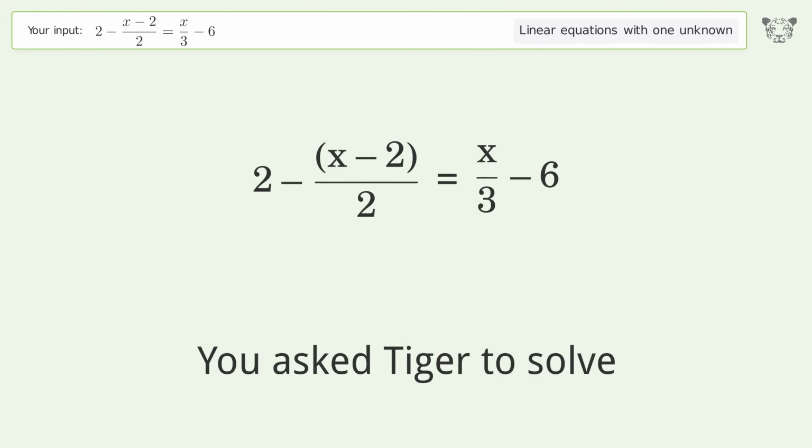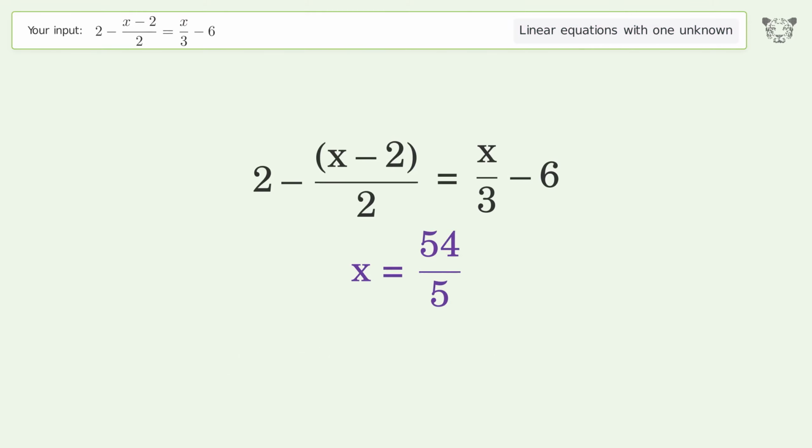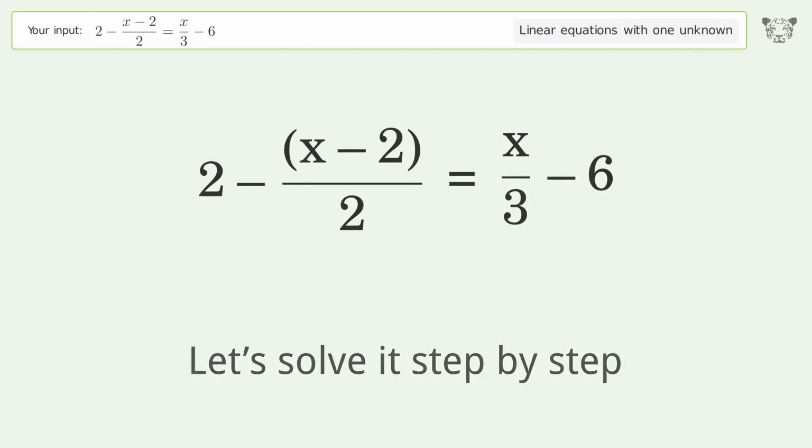You ask Tiger to solve. This deals with linear equations with one unknown. The final result is x equals 54/5. Let's solve it step by step.